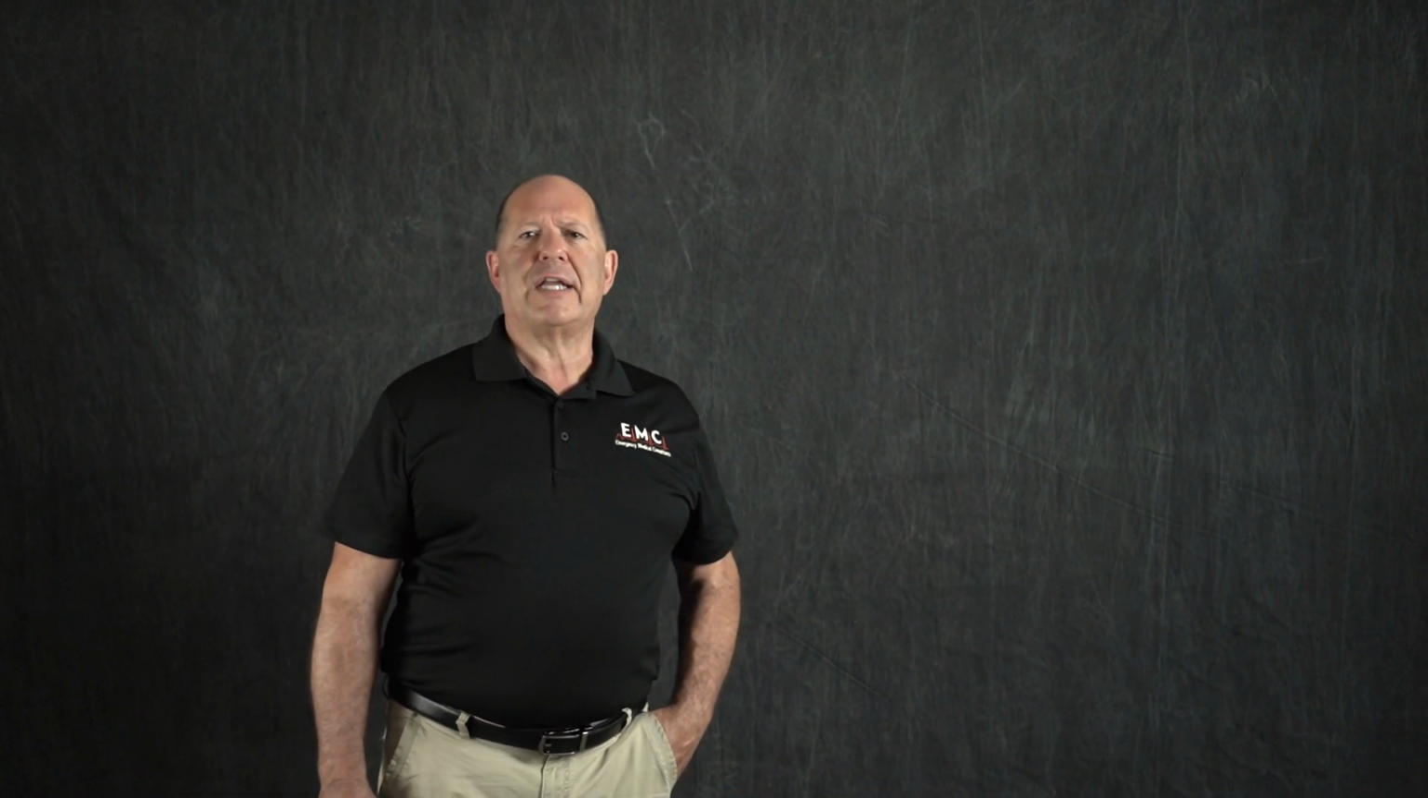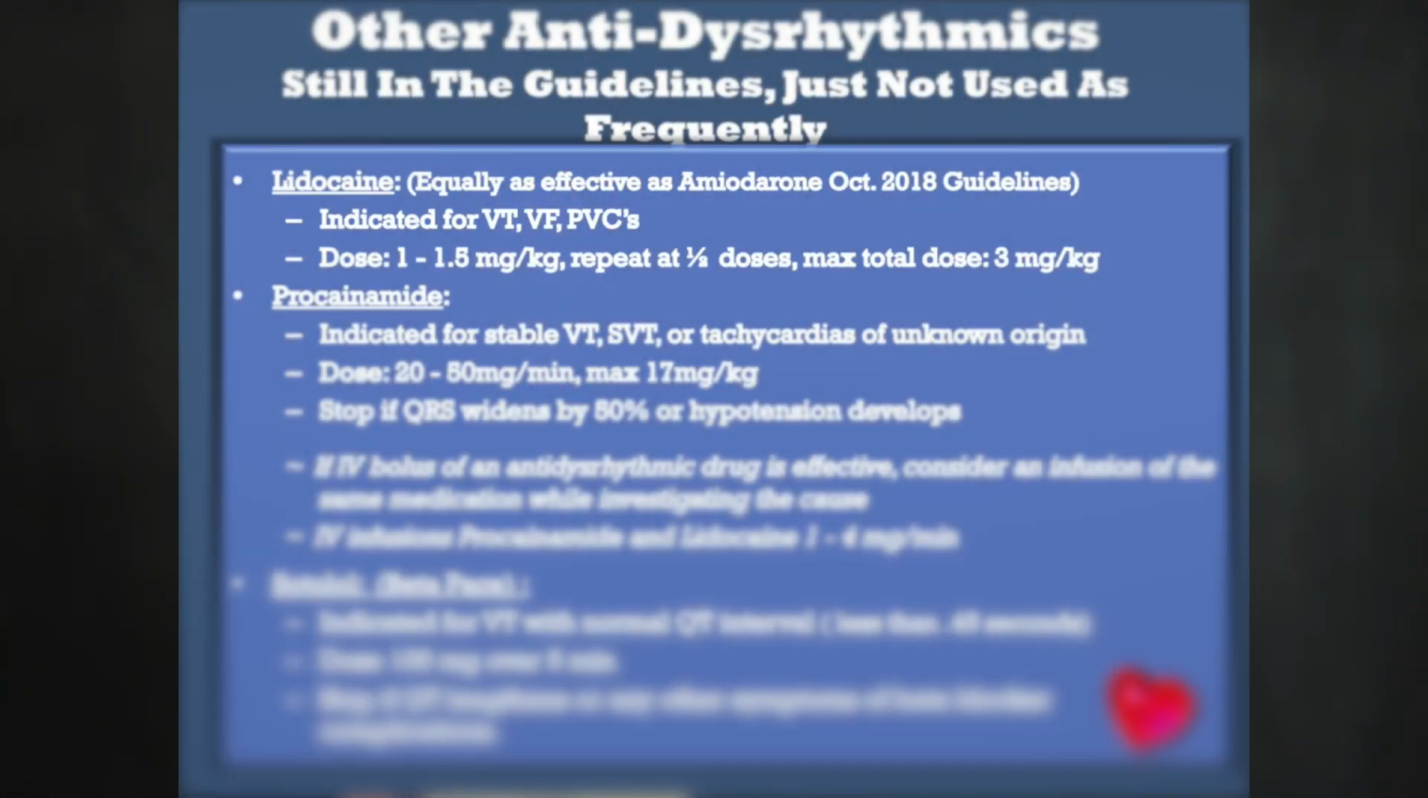So when we look at other antidysrhythmics, lidocaine has been an antidysrhythmic that we've used since the 70s. In 2000, we started using amiodarone in the guidelines, and lidocaine kind of fell out of favor for a while. As of 2018, the recommendation now is, at the physician's discretion, we can administer lidocaine instead of amiodarone for ventricular fibrillation, ventricular tachycardia, ventricular ectopics, at a dose of 1 to 1.5 milligrams per kilogram, and that can be repeated up to 3 milligrams per kilogram of a total dose.